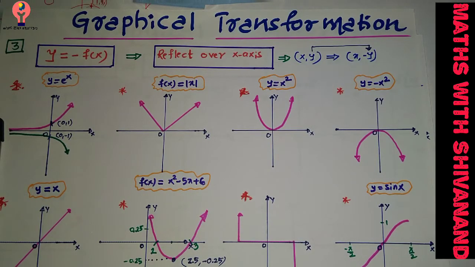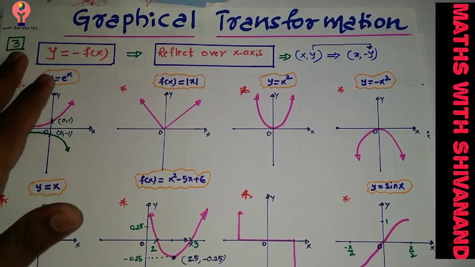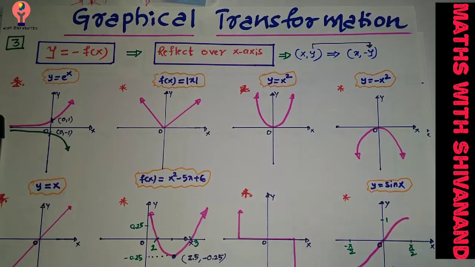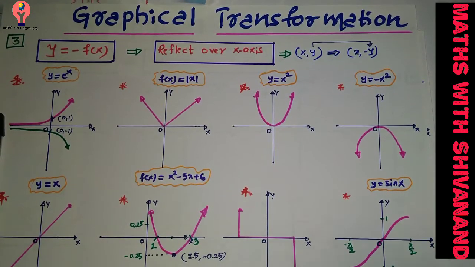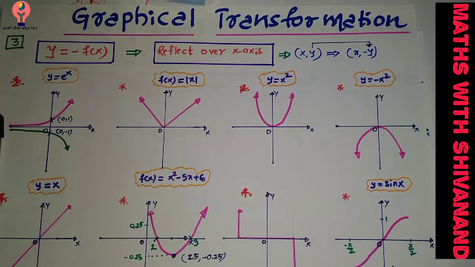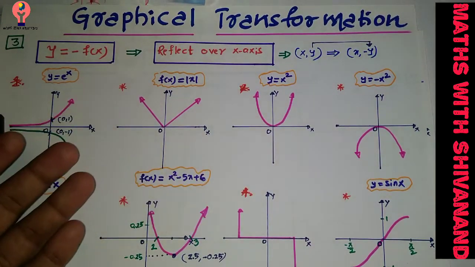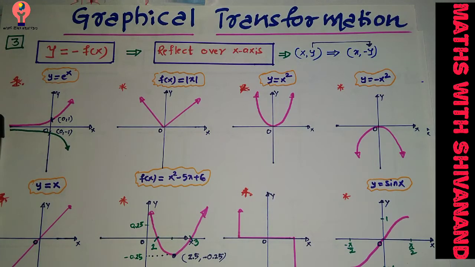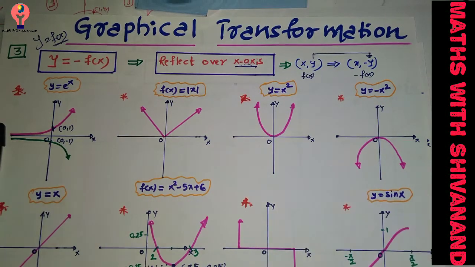In this session, we are studying graphical transformation. It's the third transformation we're studying here. In the previous video, we have studied horizontal and vertical shift. The third rule of graphical transformation is reflecting over the x-axis and reflecting over the y-axis. Okay, let us start our journey of today.